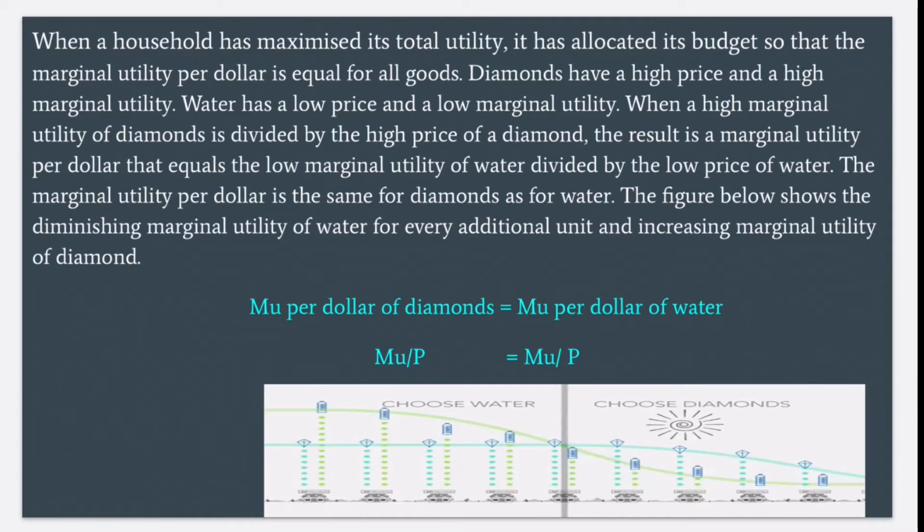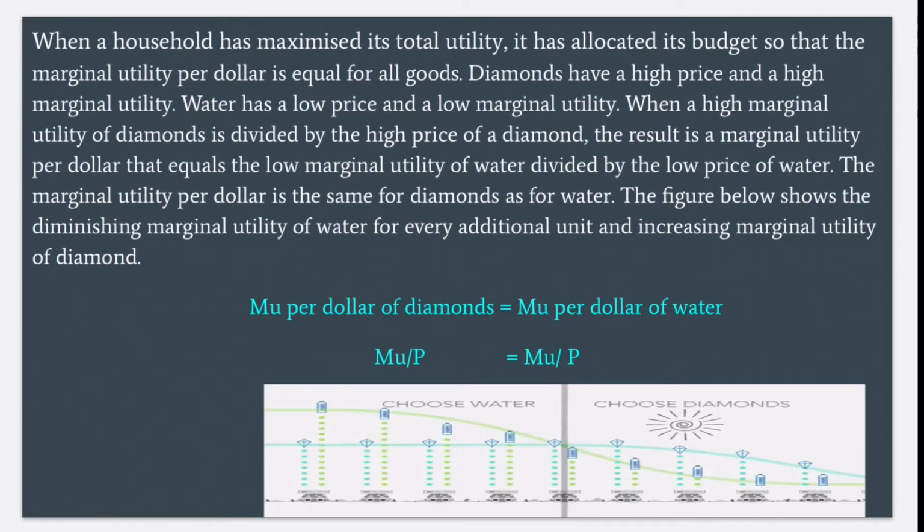When a high marginal utility of diamond is divided by the high price of the diamond, the result is a marginal utility per dollar that equals the low marginal utility of water divided by the low price of water. The marginal utility per dollar is the same for diamonds as for water.